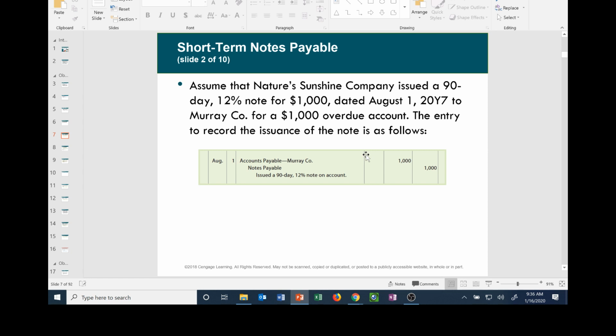Now, we know how to calculate interest, I hope, but to get a notes payable on your books, if you can't pay your accounts payable, you go in and give the company a note.